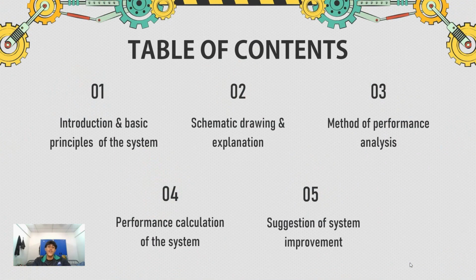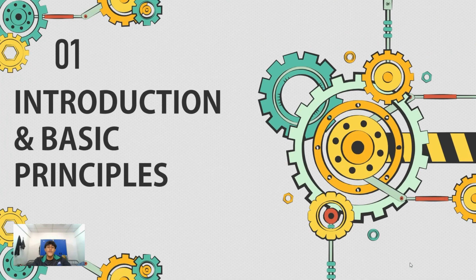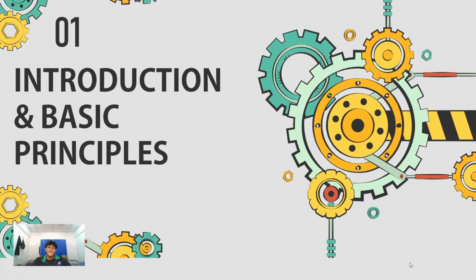So the table of contents for our presentation is: introduction and basic principle of the system, schematic drawing and explanation, method of performance analysis, performance calculation of the system, and suggestion of system improvement. Moving on to the introduction and basic principle.